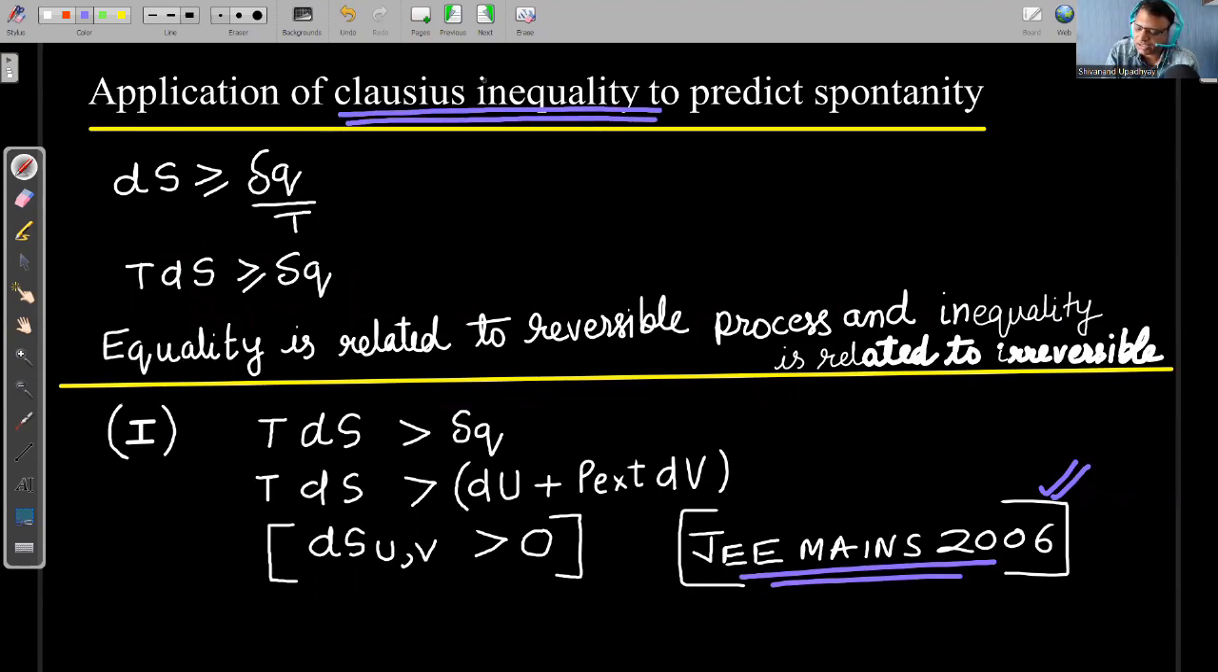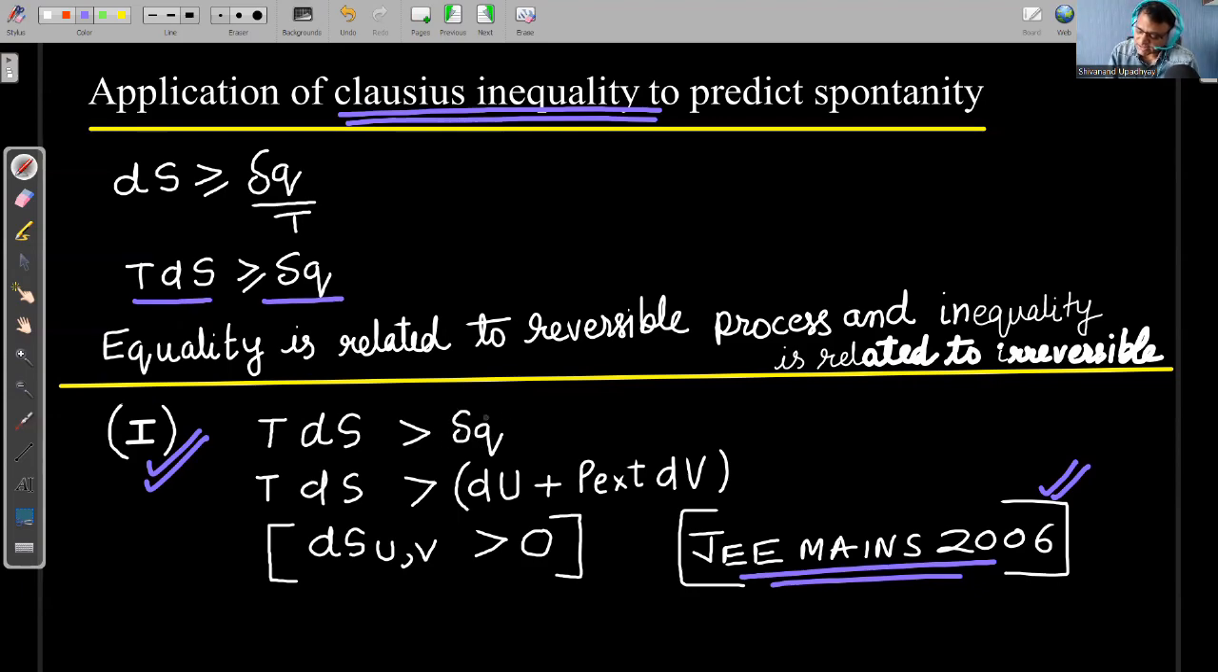We are not going to derive Clausius inequality here, but we know that according to Clausius inequality, change in entropy should be greater than or equal to dq upon T, where temperature in Kelvin is always positive. So I can bring this to the left-hand side. We can write that TdS is always greater than or equal to dq. Equality is for reversibility and inequality is for irreversibility. Since we are discussing spontaneity, spontaneous processes are irreversible processes. So for a spontaneous or irreversible process, TdS should be greater than dq.